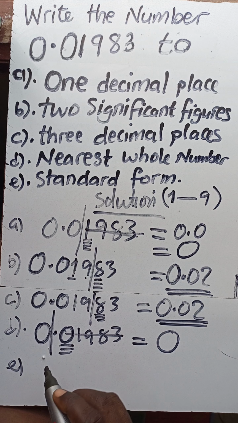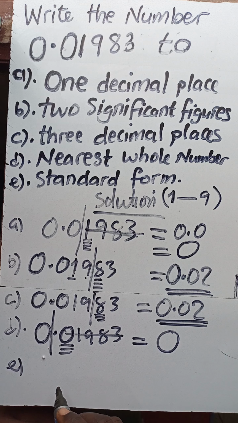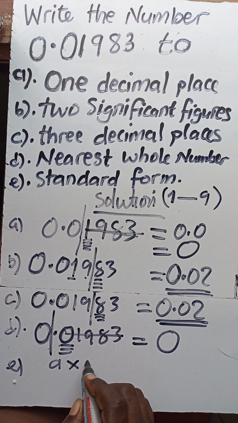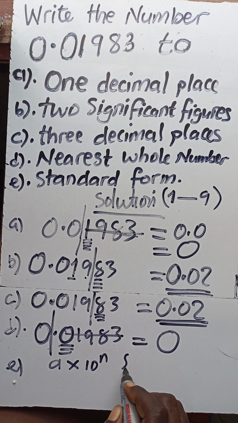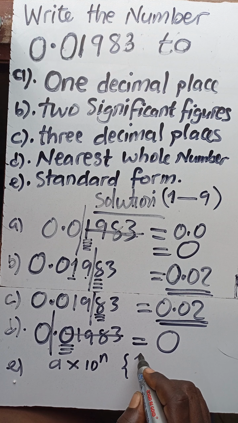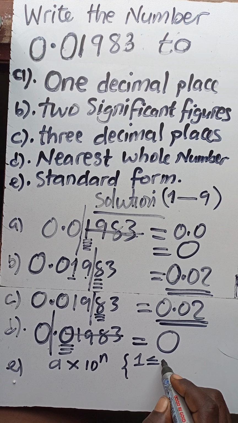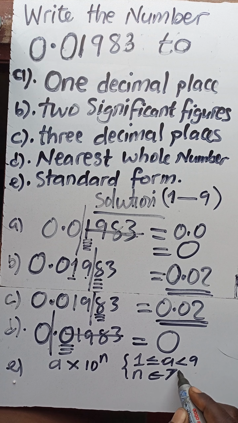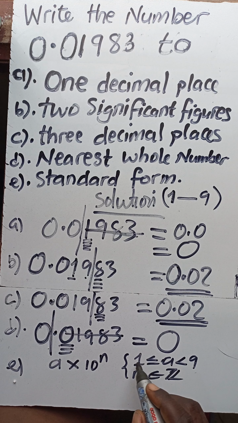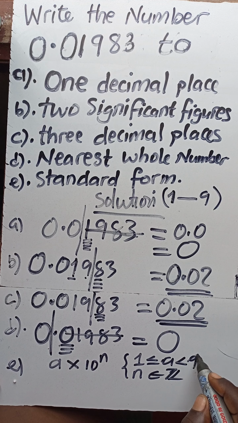Lastly, writing that number in standard form. In standard form, we know that a number in standard form has the nature A multiplied by 10 to the power n, where A is a number greater than or equal to 1, but strictly less than 10, and n is an integer.